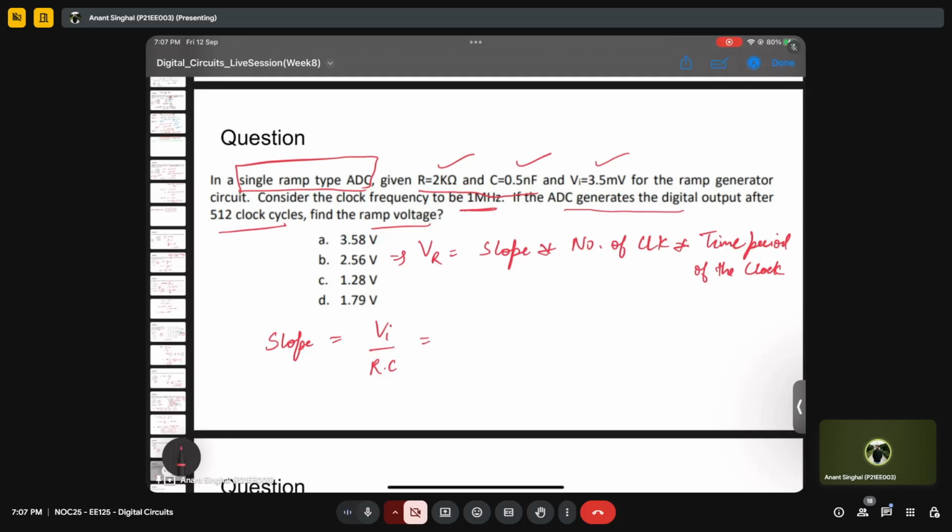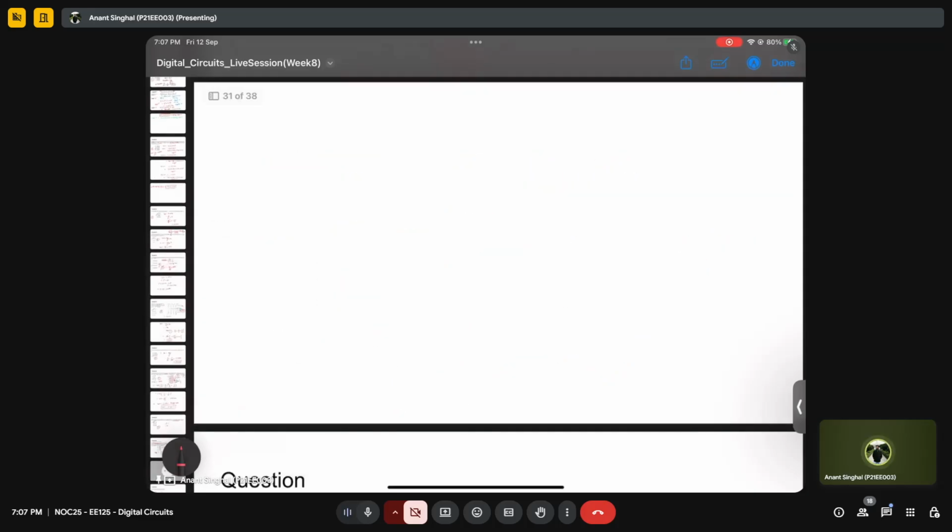Let me calculate the slope first. The input Vi is given as 3.5 millivolts, R is given as 2 kilo ohms, and C is given as 0.5 nanofarad. That means minus 9, minus 6, this will be plus 3, so this will be 1. So the slope is nothing but 3500, if I'm not wrong. Please recheck the calculation once.